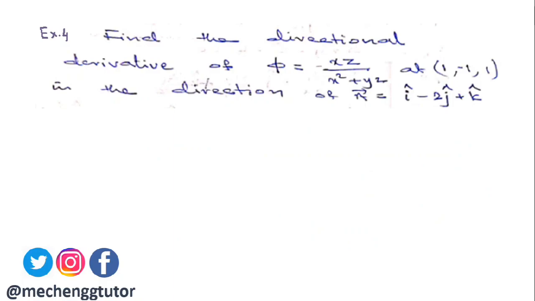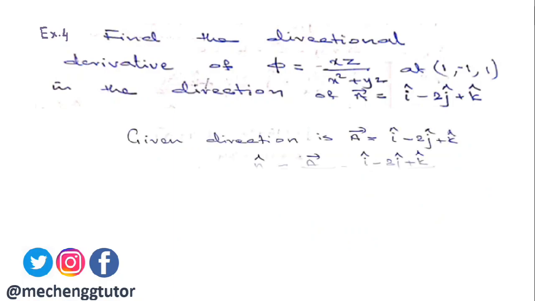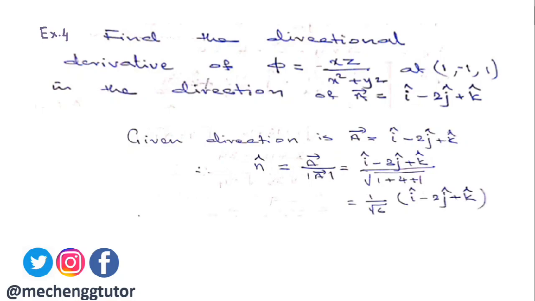Now the direction, what is the direction given? A bar, sorry, it is i minus 2j plus k. So I'll just denote it for our convenience as n cap. n cap is equal to A bar upon the magnitude of A bar, that is (i minus 2j plus k) upon root of 1 plus 4 plus 1. So that gives 1 upon root 6 into (i minus 2j plus k). Friends, now the last step is what? You have to just find the dot product of del φ and n cap. That is your final answer.